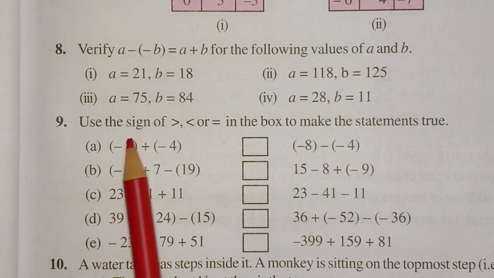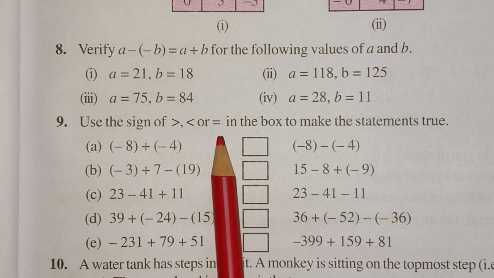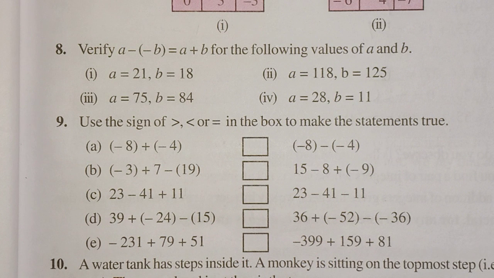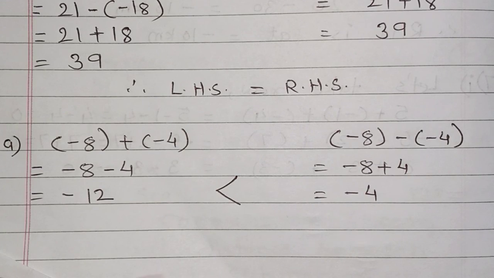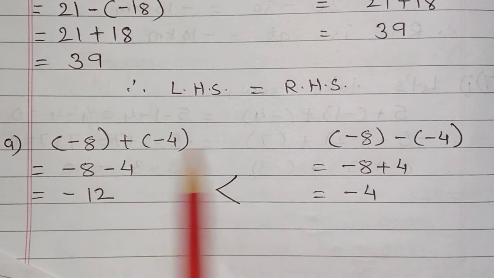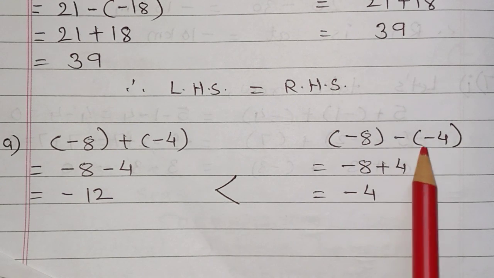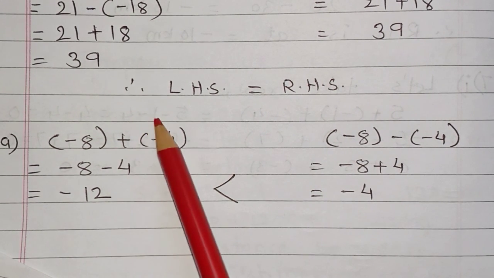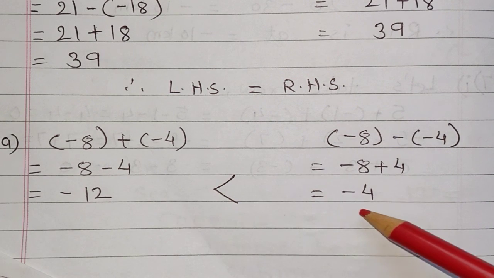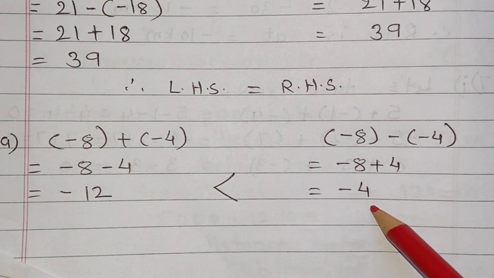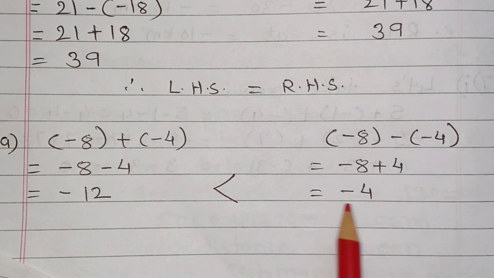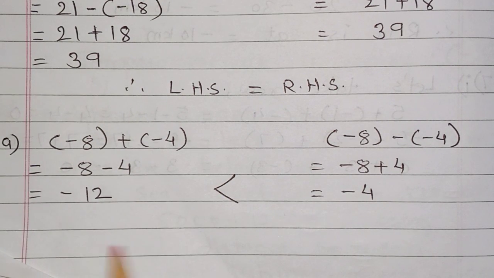Question number 9. Use the sign of more than, less than or equal to in the box to make the statements true. Again I will solve 2 for you and the rest you have to solve. I will solve the A1. So on the left hand side I have minus 8 plus (minus 4) and on the right hand side I have minus 8 minus (minus 4). After solving the left hand side I got the answer minus 12 and after solving the right hand side I got the answer minus 4. But as we have seen, for negative integers the number which is smaller is greater. So minus 4 is greater than minus 12.